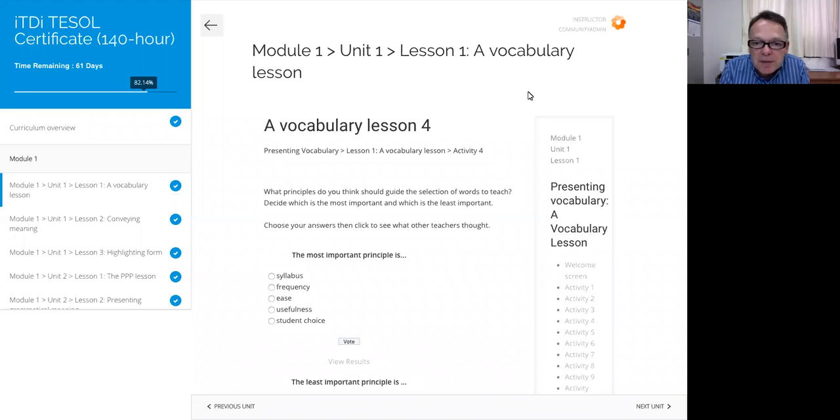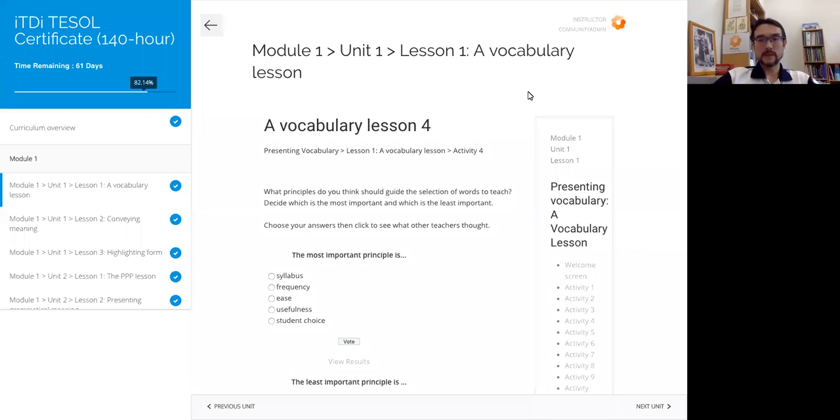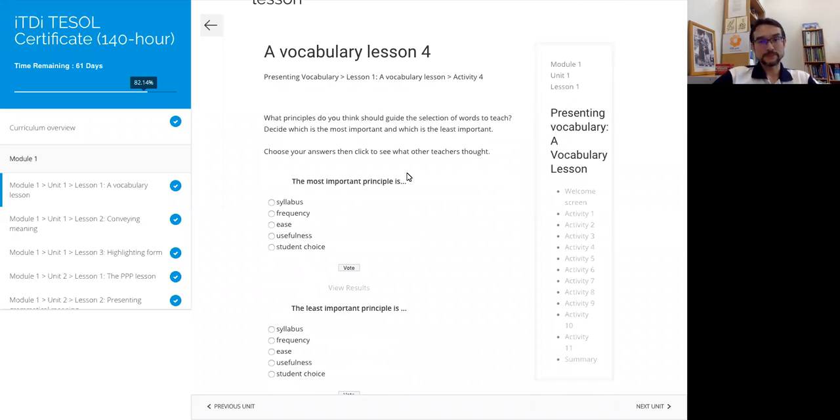We're looking at Activity 4, which is called What Principles Do You Think Should Guide the Selection of Words to Teach? Decide which is the most important and which is the least important. Choose your answers, then click to see what other teachers thought. So we touched on this a little bit in our conversation in the last activity, so let's go and look at some things more specifically.